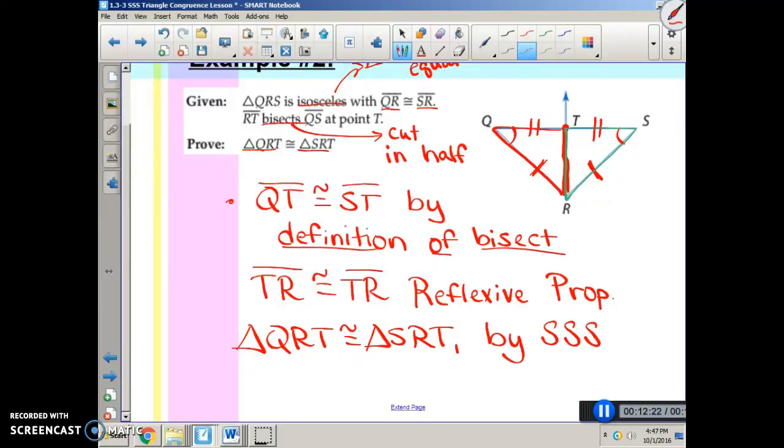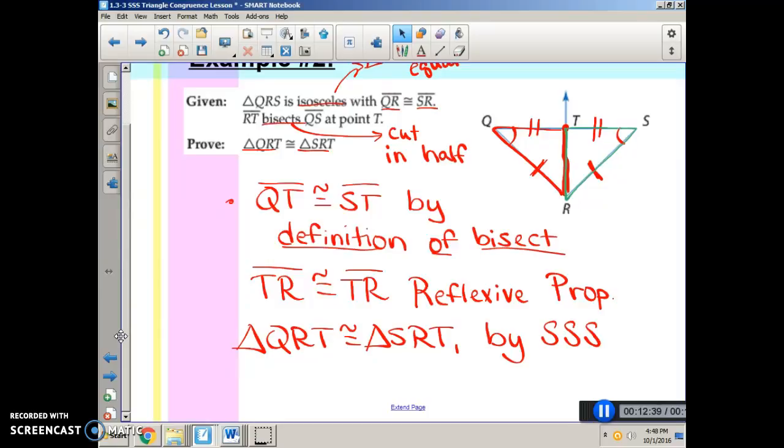We're going to be learning several other shortcuts other than SSS. We're going to be doing SAS, we're going to be doing AAS. Okay, there's going to be lots of other ones that we do. You have to specifically say which one you're using. Otherwise, you're not talking about the correct one. You're not being specific enough.